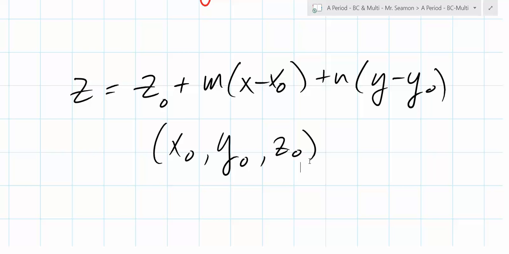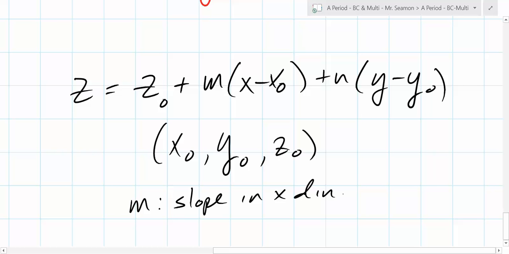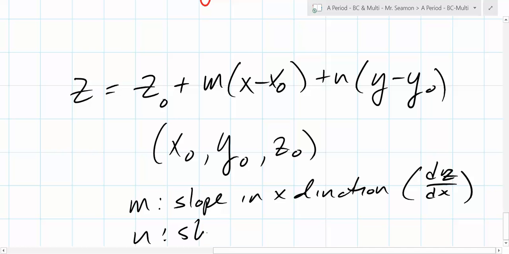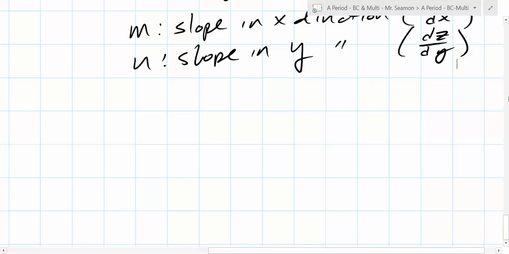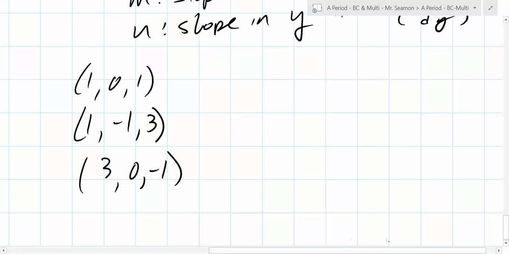Okay, what about m and n? Slope. Yeah, so this is the slope in what direction? X direction. So what's another way to say the slope? That is dz dx. And then what's n going to be? dz dy. Slope in the y direction. Exactly. Nice. So if you find those things, you can construct anything you want, as long as all three of them are on the same plane.